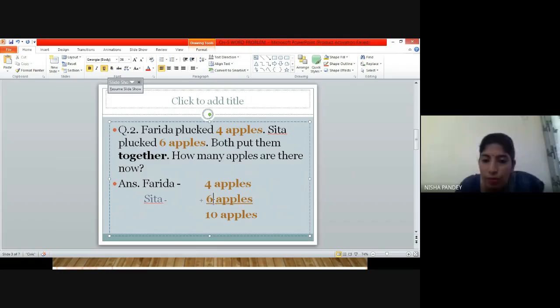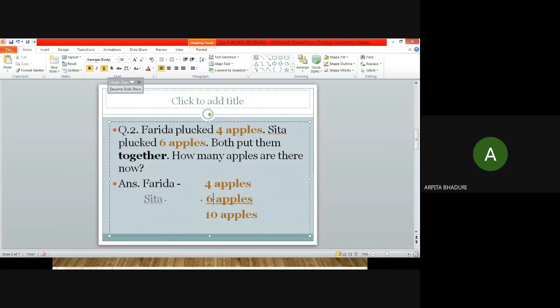Now 6 plus 4. Can you tell me how you are going to do this sum? Yes, ma'am. We have to add. 6 is the bigger number, so we will keep 6 in mind. And after that, we have to do forward counting for 4 apples. 6, 7, 8, 9, 10. Ma'am, 10 apples. Very good.